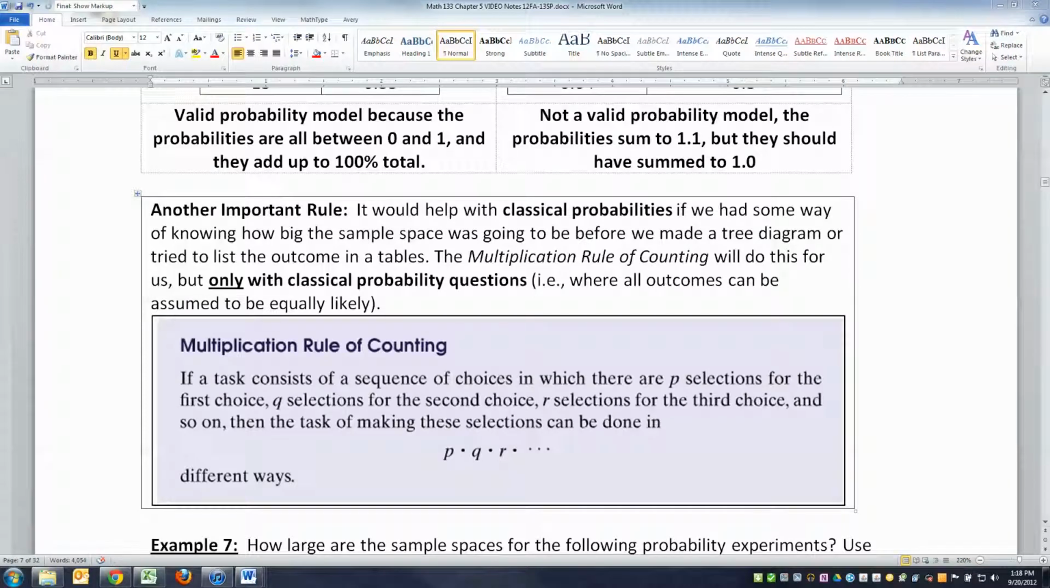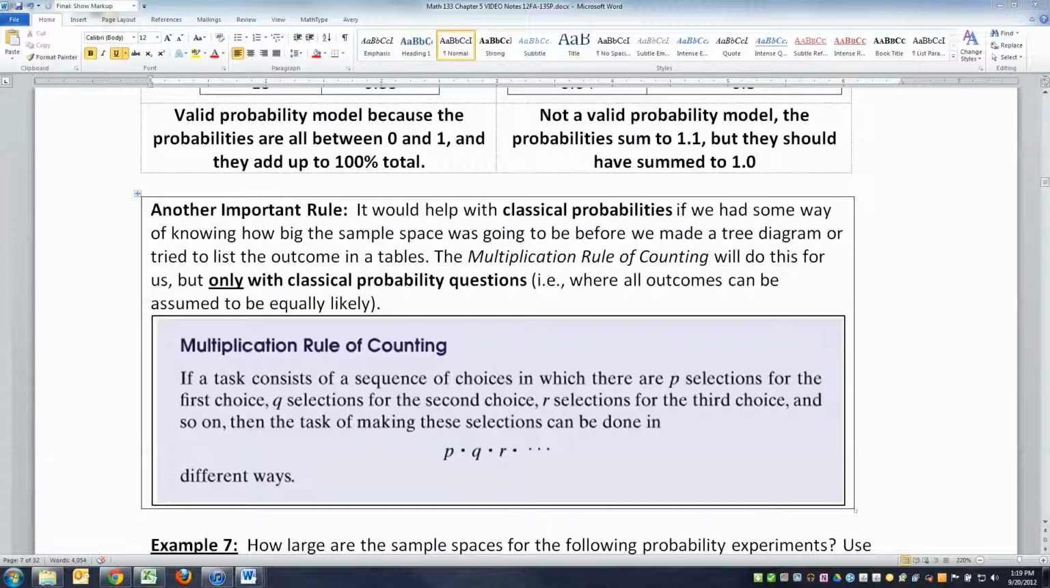So believe it or not, I know we've done some simple problems with male and female children and some dice and cards, but actually classical probabilities are really difficult. We're doing kind of the most basic, but they can get very tricky very quickly. So it would help with classical probabilities if we had some way of knowing how big the sample space was going to be before we started making some kind of tree diagram, because tree diagrams are only useful if it's a pretty small sample space size.